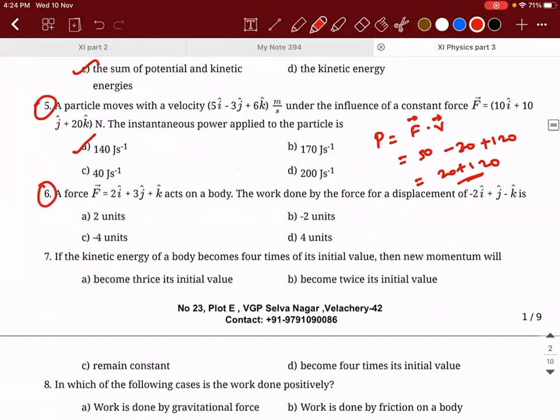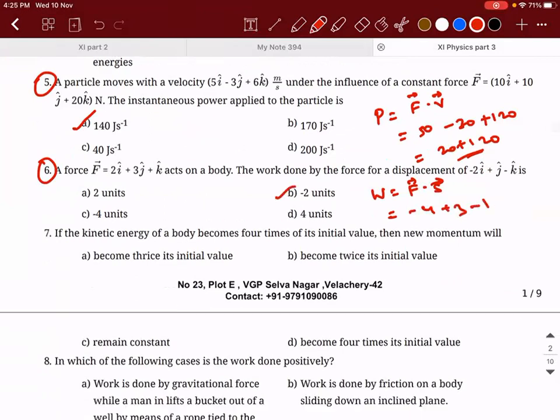6. F vector is equal to 2i cap plus 3j cap plus k cap acts on a body. The work done by the force for displacement of this much value. Work done is equal to F vector dot S vector. So it will be minus 4 plus 3 minus 1. So it will be minus 2 units.